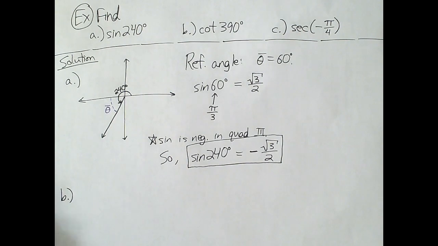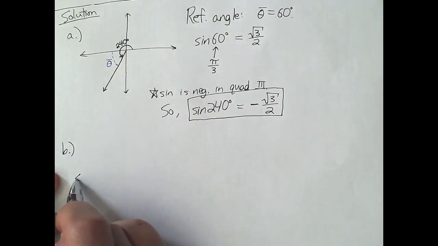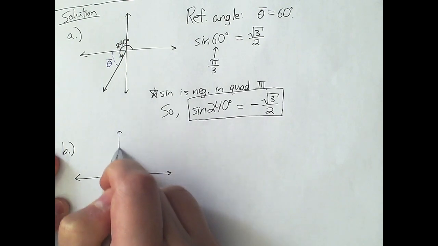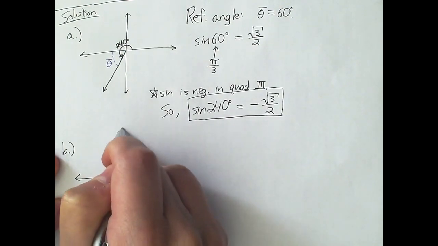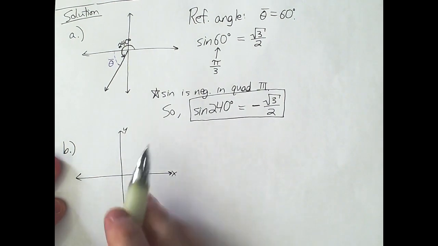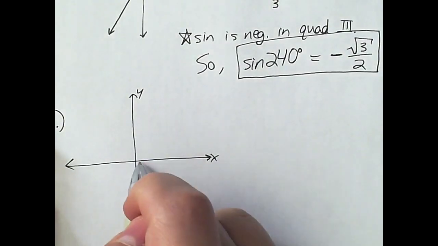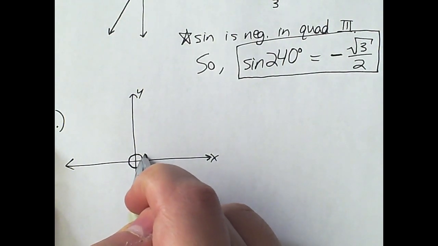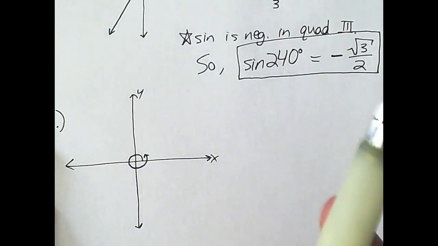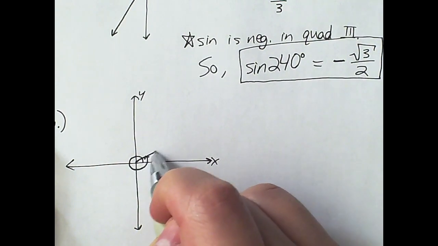So for each of these, B and C, I think I'm going to draw a similar picture like I did here. 390 degrees, and it's cotangent. Let's just start by figuring out what 390 degrees looks like. 360 would go all the way around. So 390 is going to go all the way around. Here, we'll zoom in. Go all the way around once. We've gone 360 degrees, and then we go plus another 30 to get to a grand total of 390. So we're pointed in this direction.